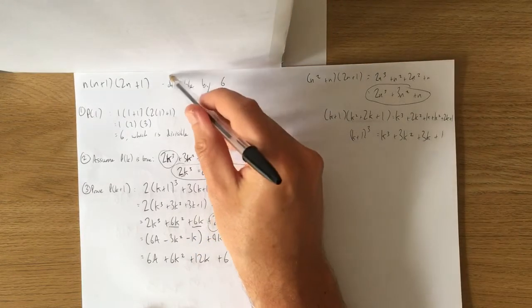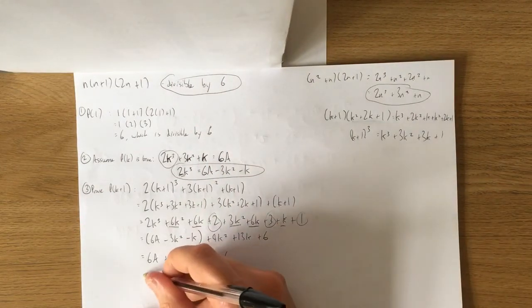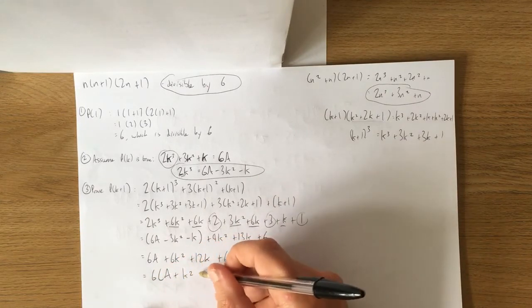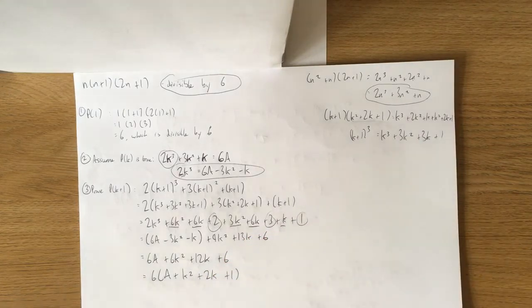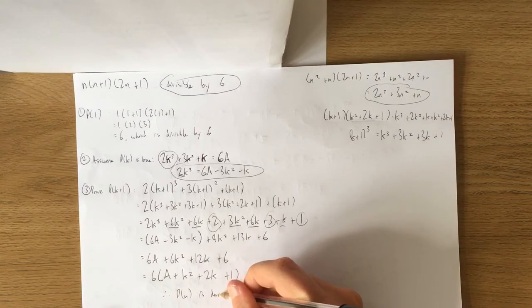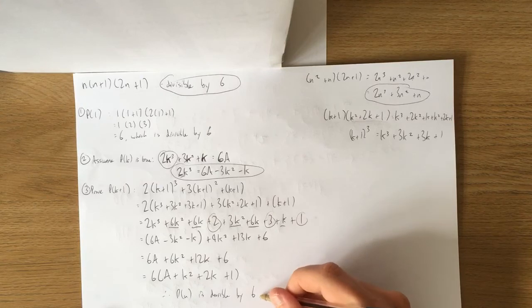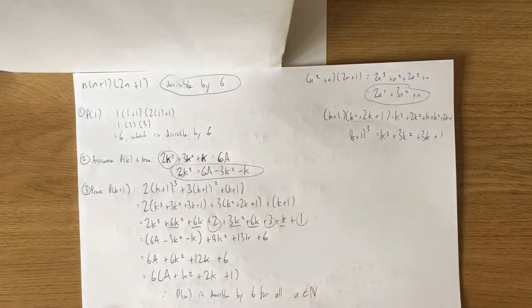And what you'll notice is I'm trying to prove divisible by 6. All of these things, I'm able to factorize 6 out of them. So that's equal to 6 times (a plus k squared plus 2k plus 1). Because you are able to factorize 6 out, you've proved the thing. Therefore Pn is divisible by 6, and I think it's all natural numbers, isn't it? So for all, yeah, we were able to sub 1 in, so it's for all natural numbers. So that's that question done.